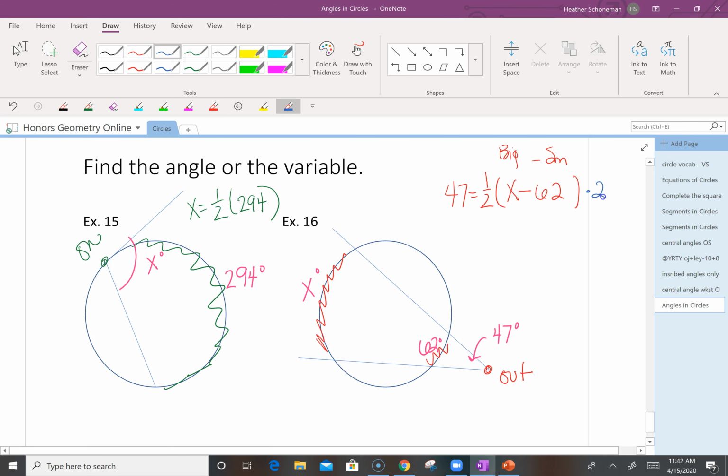Clear the fractions by multiplying both sides by 2. 47 times 2 is 94. Now because it's minus here, I'm going to have to add 62 to both sides. And when I add 62, I get x, it's 156.